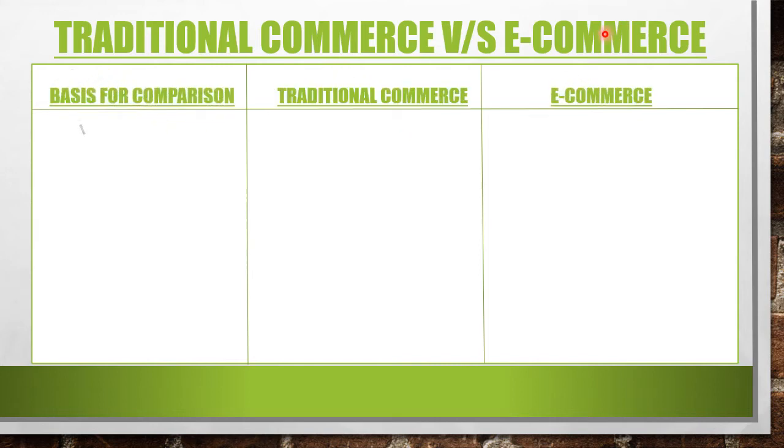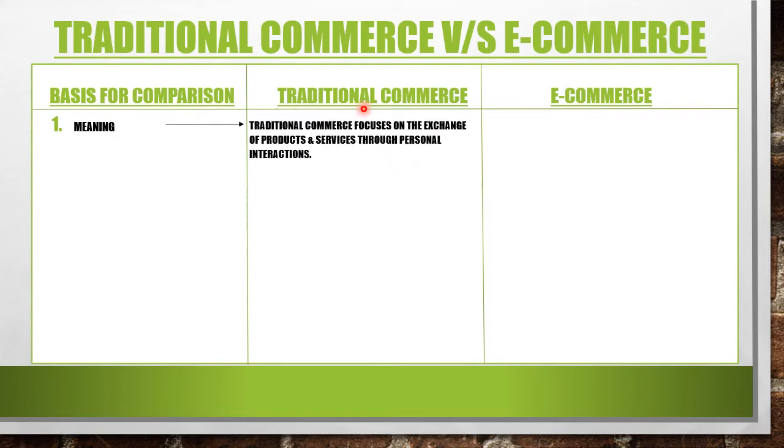The first comparison is based on meaning. What is the meaning of traditional commerce? Traditional commerce focuses on the exchange of products and services through personal interactions. This means that whenever you want to buy or sell any products, you do it through personal interactions, face to face. The seller can interact with the buyer, the customer, and the customer can interact with the owner.